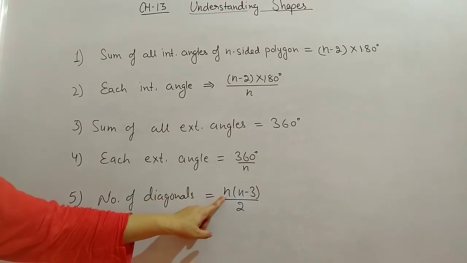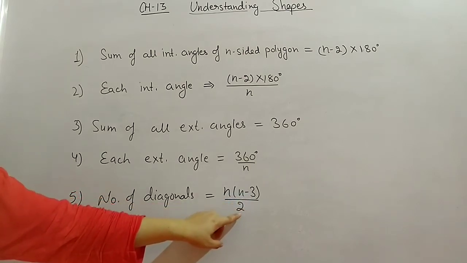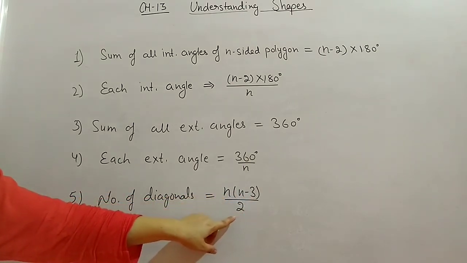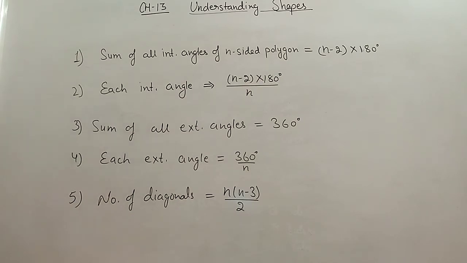So you can substitute here 4 minus 3 by 2. So 2 diagonals. For a quadrilateral, 2 diagonals are there. For a pentagon, then 5 minus 3 by 2. Like this you will get the value of diagonals.